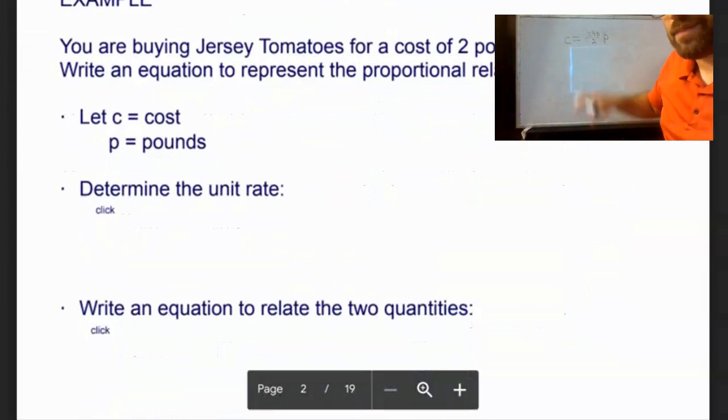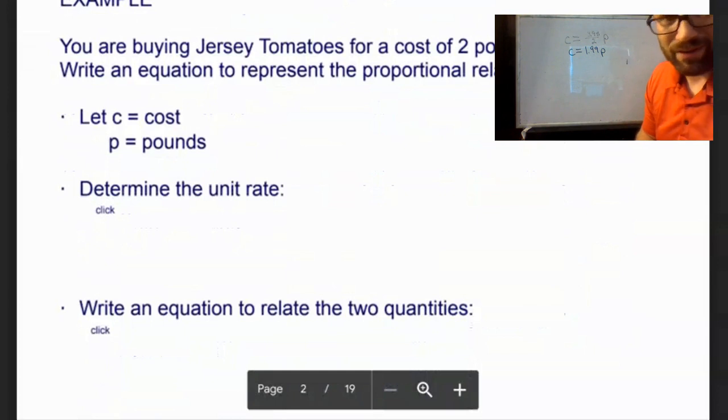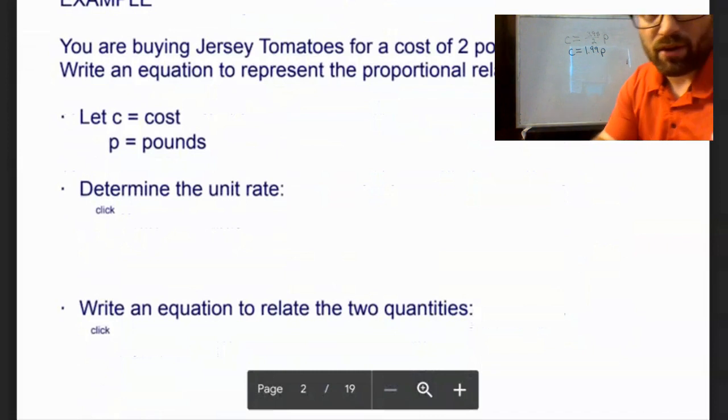Now, we really don't want to keep it as 3.98 over 2, because it's a rate. So it's best to use the unit rate. And so 3.98 divided by 2 is going to be $1.99. So $1.99 means cost equals $1.99 per pound. And so that is a much better equation for it than just putting the rate. So our unit rate is that constant of proportionality. That's what they like to call it sometimes, the constant of proportionality. $1.99 is that constant of proportionality.